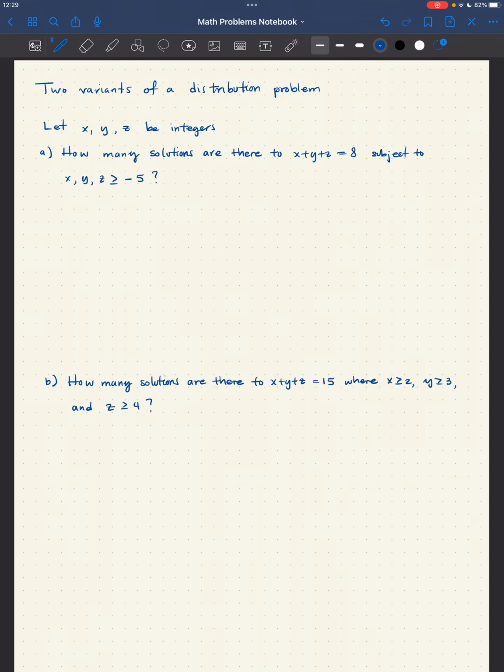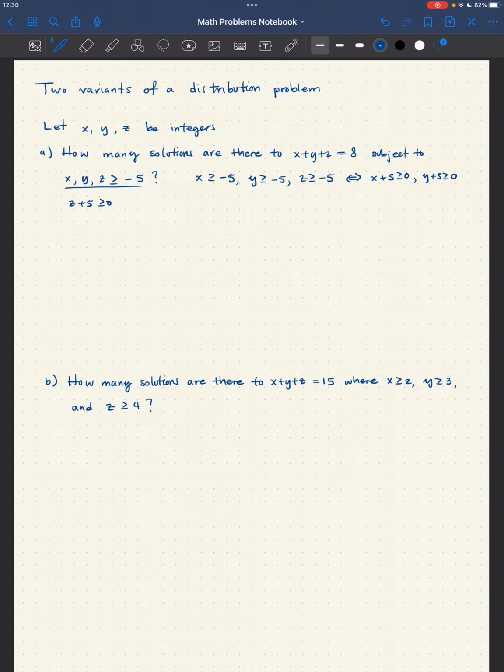So what we're going to do is a little transformation. All that I want to do is to transform this into a sequence of constraints. The one that looks like x is greater or equal than negative 5, y is greater or equal than negative 5, and z is greater or equal than negative 5. But this is the same as to say that x plus 5 is greater or equal than 0, y plus 5 is greater or equal than 0, and that z plus 5 is greater or equal than 0.